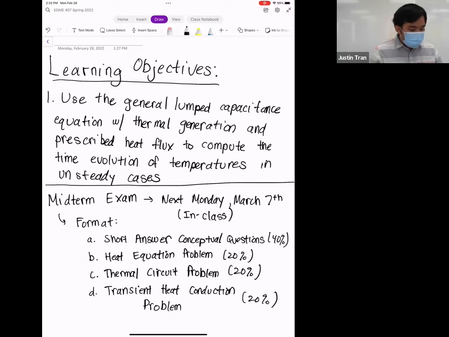The plan for today is to finish up our lecture notes on transient conduction. This is going to be the general lump capacitance equation, which is what you need to solve the very last question on homework 5. Any questions on the exam or anything before we get started for today?